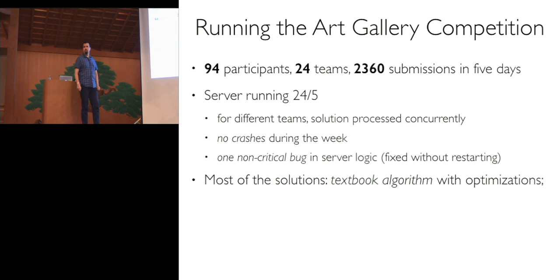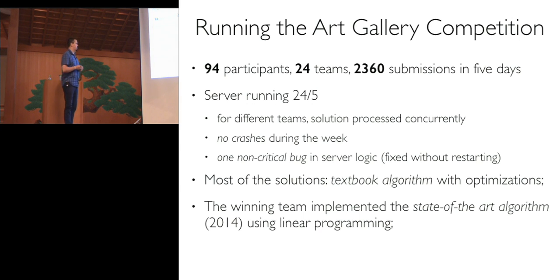With respect to the solutions, what kind of surprises could we see? Well, there were a few, but most of the teams just took the standard textbook algorithm that you can find if you Google for the art gallery problem, which gives a sound but an awfully bad solution for most of the cases. And then some optimizations were made on these solutions. So that worked well.